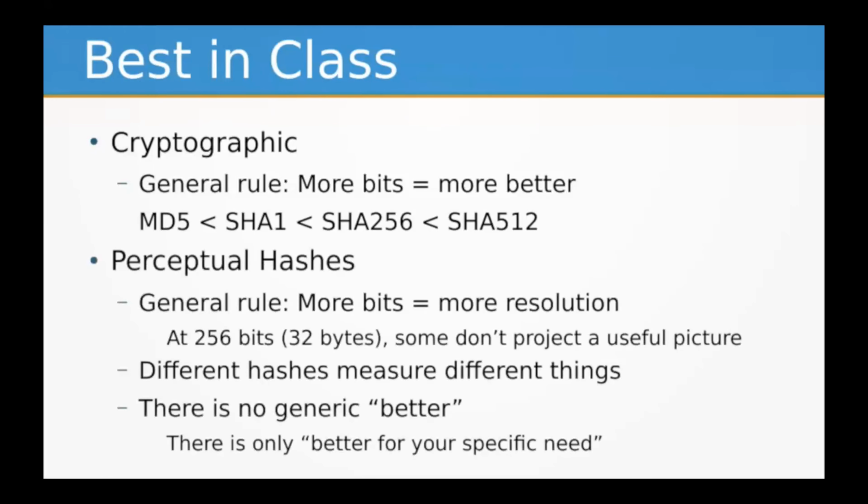With perceptual hashes, the general rule is that more bits provide more resolution. Depending on what you're comparing, you may not want a high-resolution hash. In addition, different hashes measure different things. Depending on the media you are indexing, you may prefer gradients over colors or frequencies instead of gradients. In general, there is no generic better. There's only better for your specific needs.